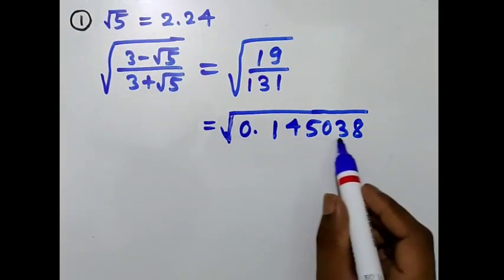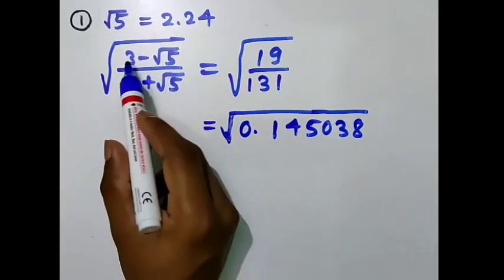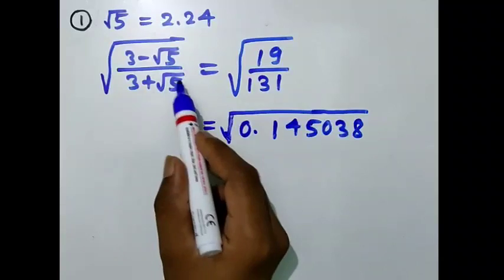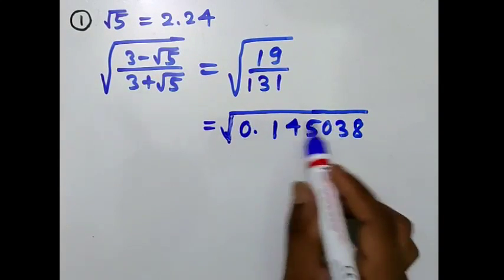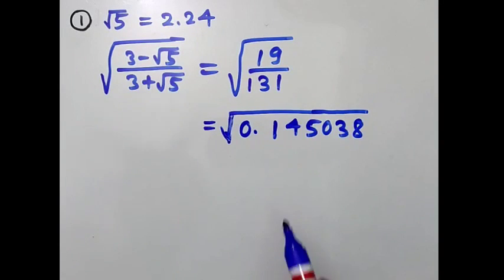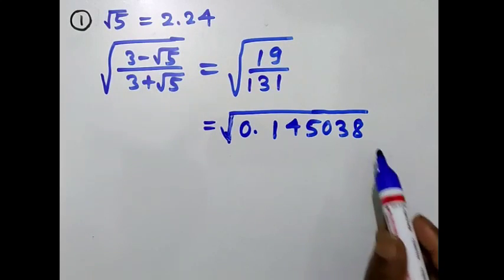Now let's find the square root of this number. So here (3 minus root 5) by (3 plus root 5), we have transformed into a simple decimal number so that we can find the square root. So let's find the square root of 0.145038.